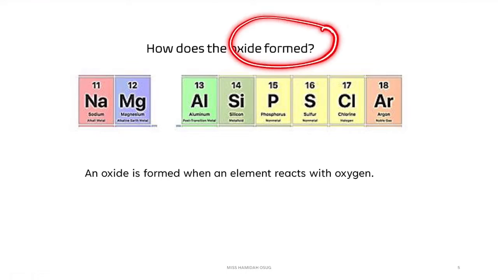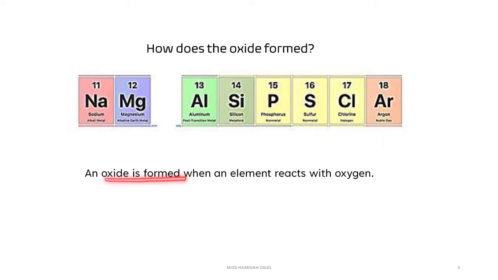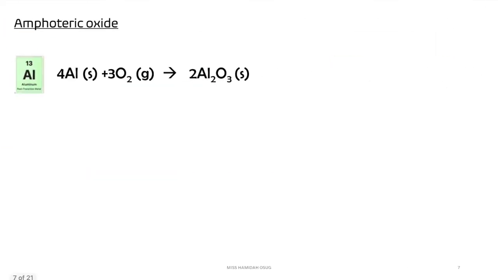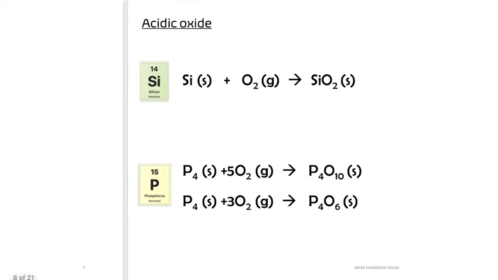The question is now, how does the oxide form? Actually, the oxide is formed when the element reacts with oxygen. Let's take a look at basic oxide first. As you can see, sodium will react with oxygen to produce sodium oxide, and magnesium will react with oxygen to produce magnesium oxide. Next, for amphoteric oxide, aluminium will react with oxygen to produce aluminium oxide.